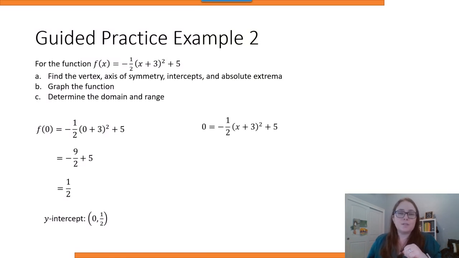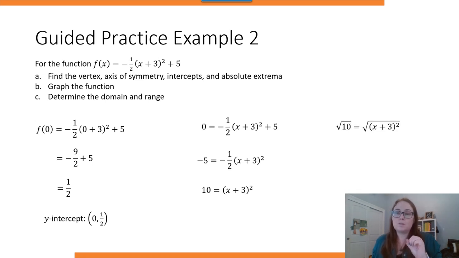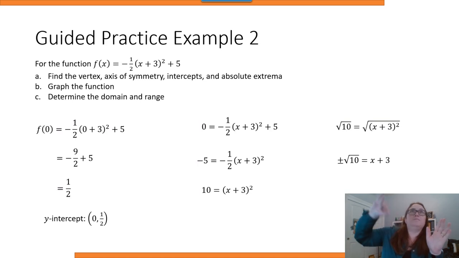Go to the other side now, plug in 0 for y and solve for x. So I will subtract 5 from both sides. I'm going to get rid of the negative 1 half by multiplying by negative 2. So that gives me 10 equals x plus 3 squared. From here, I'm going to square root both sides of the equation. Okay, so don't forget to throw a plus or minus on that root 10, or you won't get both answers, and we need both intercepts. This thing should come back and hit it twice.